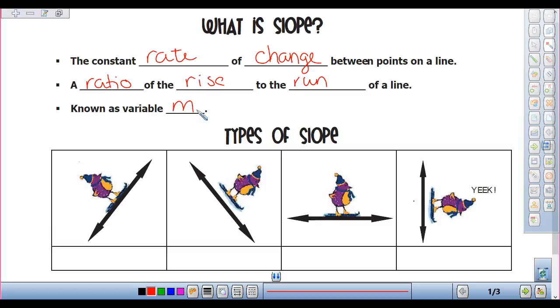Alright, so we've got this little penguin guy skiing. Okay, and he's skiing up. My slope is positive. So this would be a positive slope. If he's going downhill, it's negative slope. If he's not going anywhere, it is 0 slope.